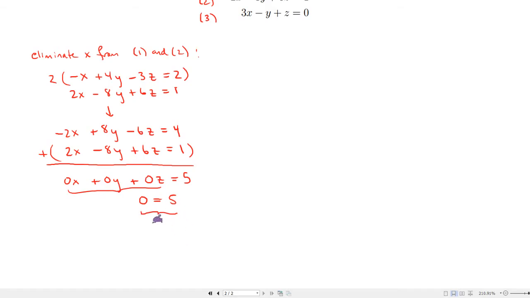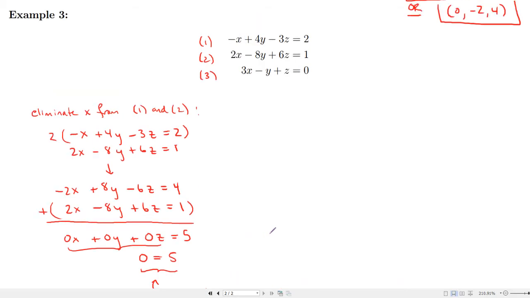And hopefully we all agree that this is not possible, right? So this is impossible. So what's happening here is that we have no solution. Okay, so kind of like what happened when we had two equations. Okay, so because that happened, we can't proceed and try to find a solution.